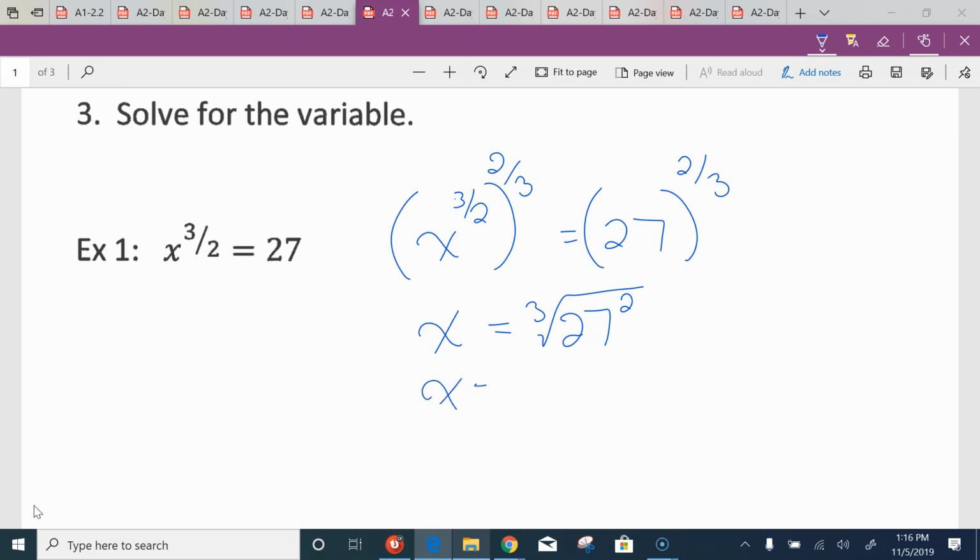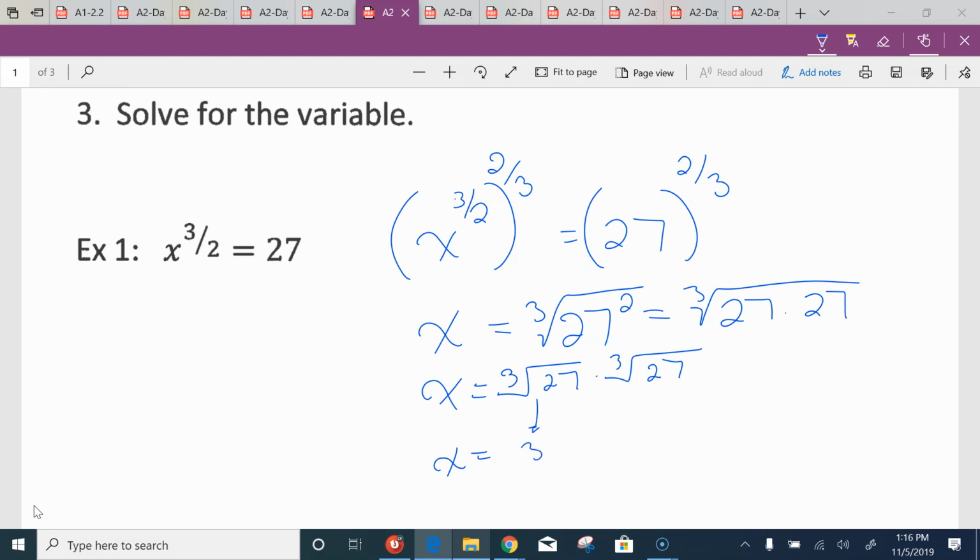Now I'm going to simplify it. 27 squared means I have 27 times 27 being multiplied underneath the radical to the 3rd power. I'm going to split it up into individual parts. I have 1 cube root of 27 times another cube root of 27. I need to know what number times itself again will give me a 27. If I look at my chart from last week, I know that I'm going to have a 3 here times another 3 here. 3 times 3 gives me 9. So my final answer will be x equals 9. That's the most basic example.